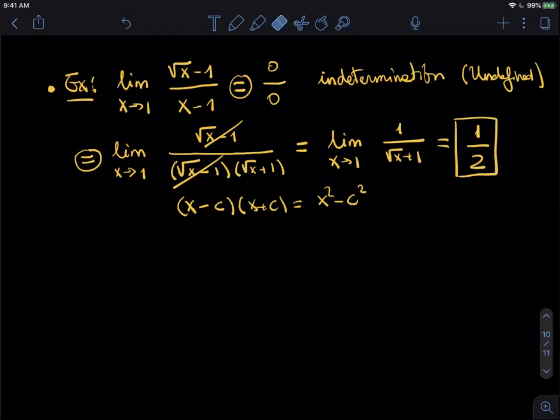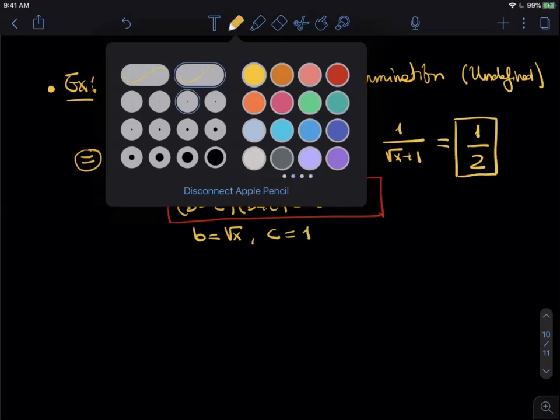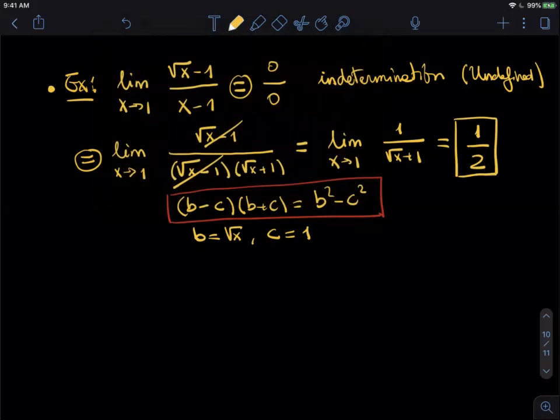So here, let's take note of this idea. So this is b. Let's write it with b. Here what I did was writing b is square root of x, c equal 1. Okay. Let's keep this trick in mind at all times. That goes straight to the toolbox.